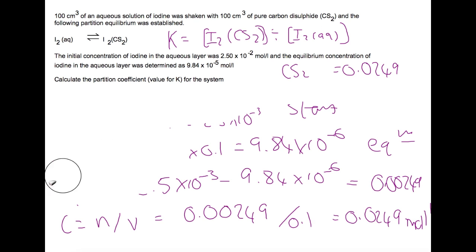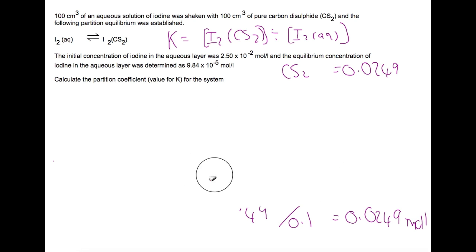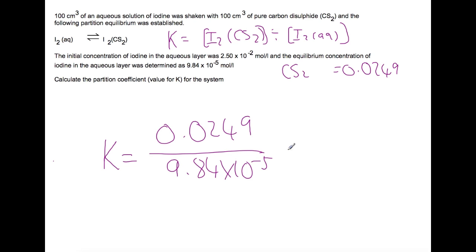We can now take the information that we have and insert it into the expression that we have for K. So K equals the concentration in the CS2 layer, which we have worked out to be 0.0249, divided by the concentration in the aqueous layer, which is 9.84 times 10 to the minus 5. And if we then calculate that, we find that the value for K is 253.